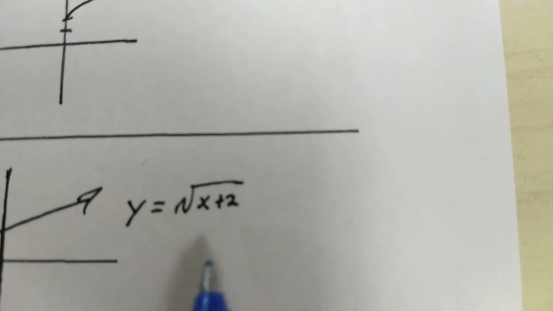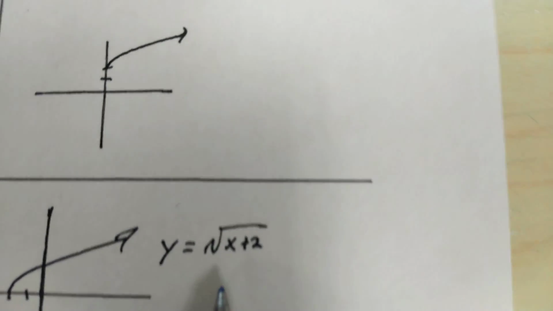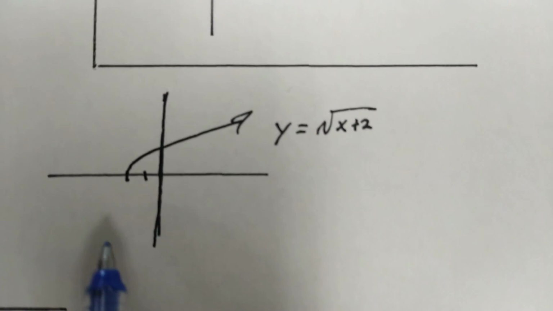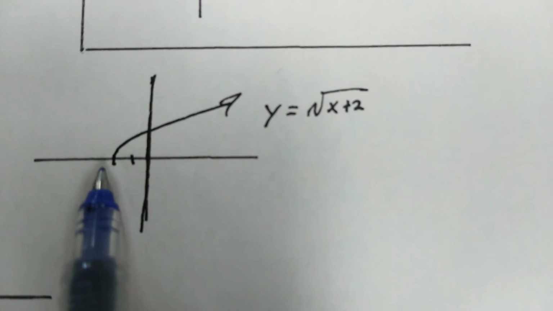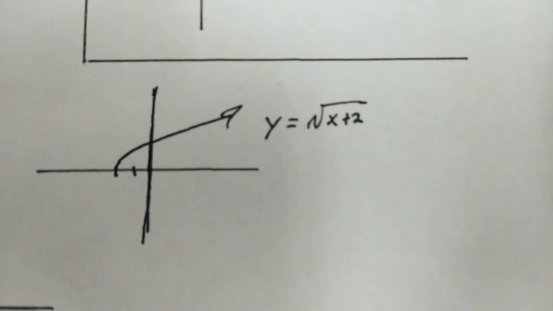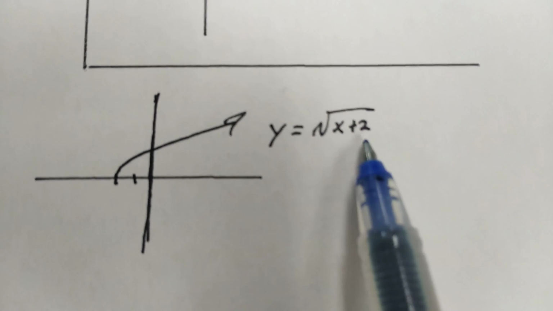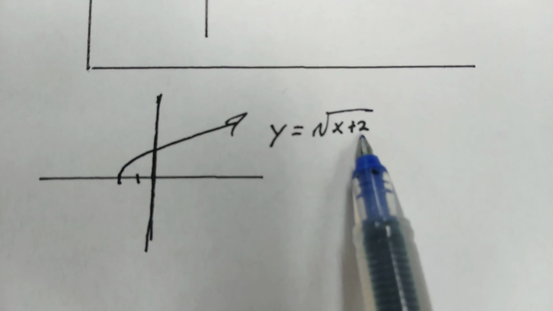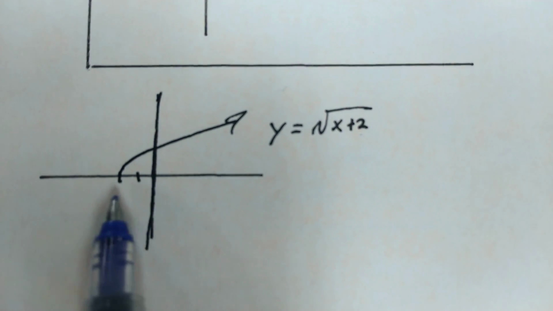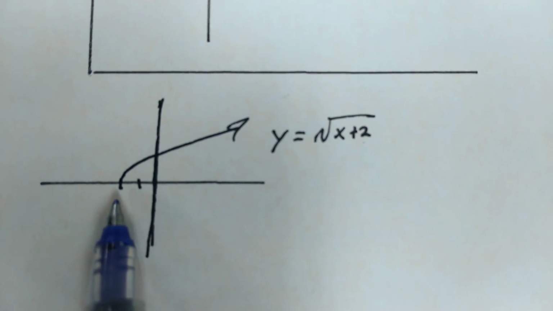If I did this, it's going to plot some points. It's going to give me a different action. Notice it moved it to the left, too. This is a unique observation that we've made here: if I put a plus 2 underneath the root, it actually translates it to the left by a value of 2.